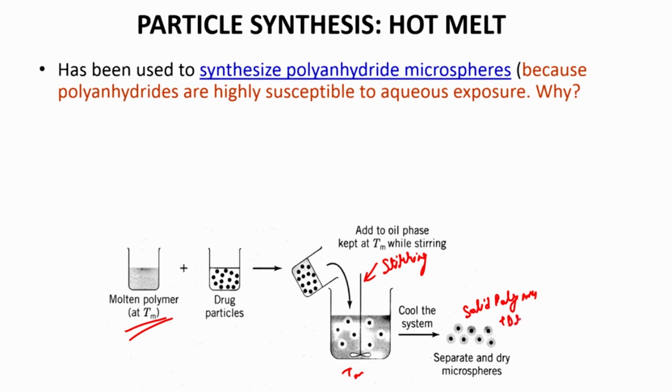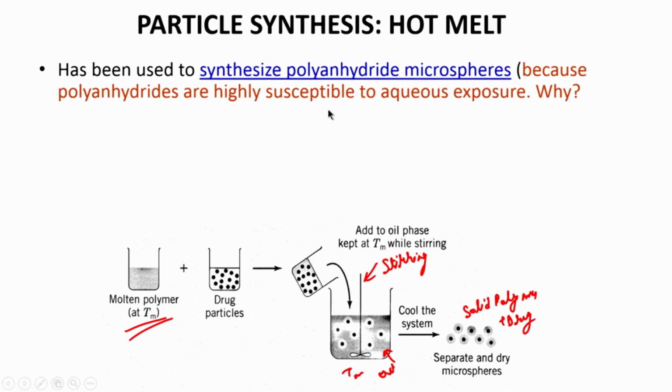In this one you want to use an oil which is not really interacting with your drug itself, so that the drug is not outside, and most of the drug is going to be solubilized into the polymer directly, and then you can use some centrifugation to separate this out. This has been used very widely with polyanhydride microspheres.